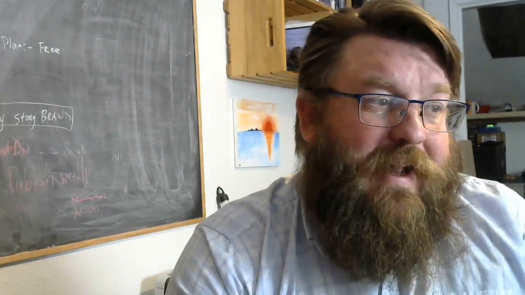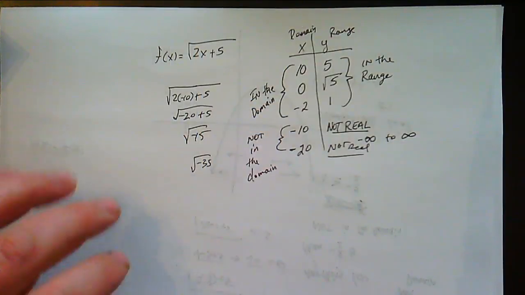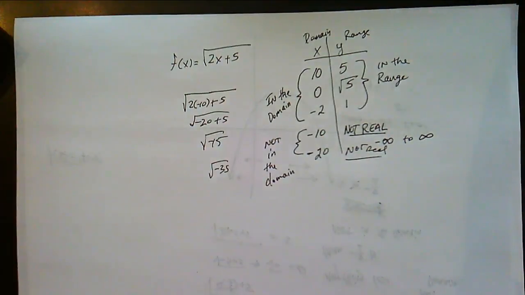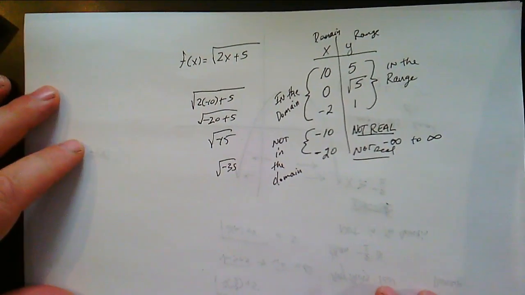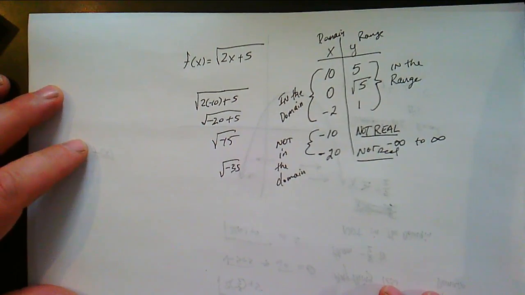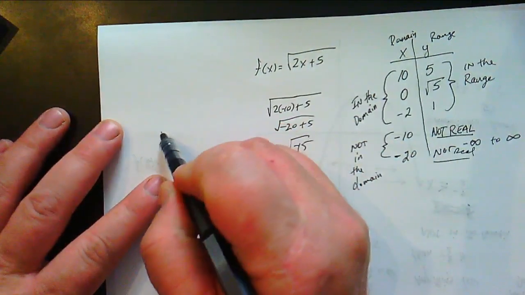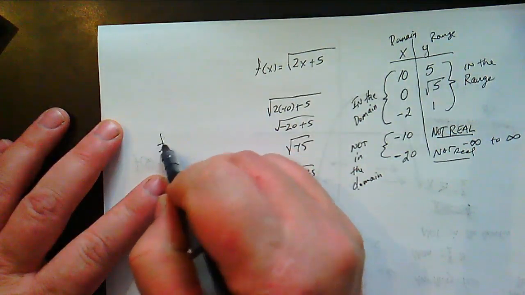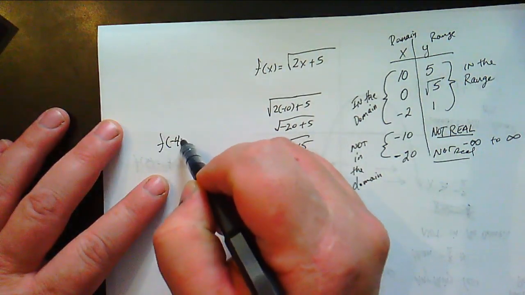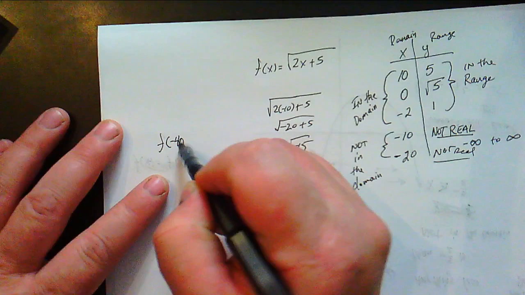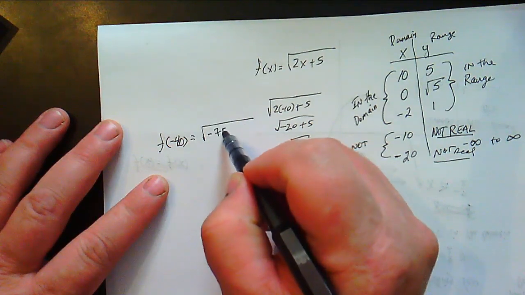So Alicia, that's what I think you mean. Some numbers cannot be in the domain because if you use that number as an input, you don't actually get a real number back out. So for example, this is the one we're working with right here. And if I plugged in, okay, I see your question, Alicia. So if I plugged in f of negative 40, you're going to get negative 75 when you do the math.